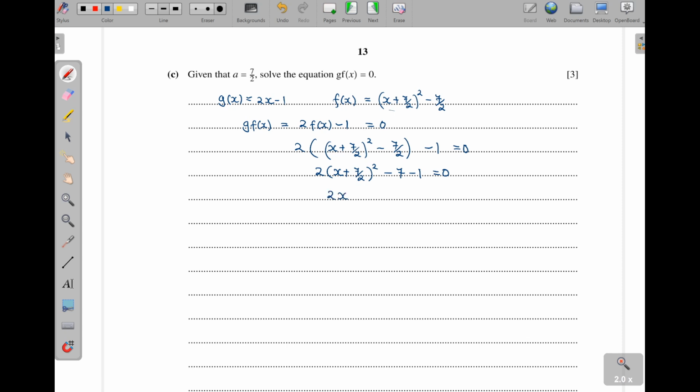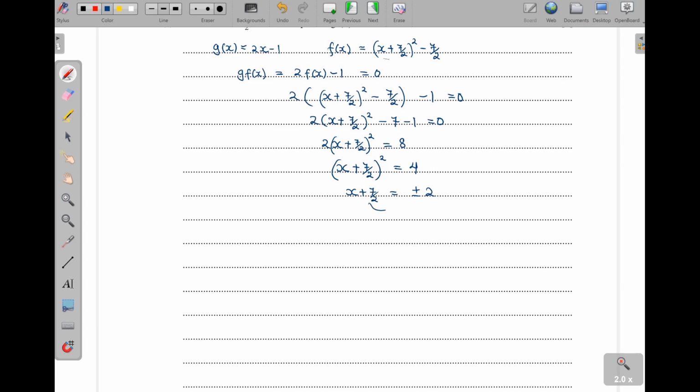So we have 2 times x plus 7 over 2, in brackets, squared, and then this will be minus 8. When it crosses, it's a positive 8. When we divide all through by 2, we shall get x plus 7 over 2 squared equal to 4. Then we can take the square root on both sides. That means this will be plus or minus 2. Remember, whenever you take the square root, you have plus or minus. Clear? Then take this other side, it crosses and becomes a minus. So x is going to be minus 7 over 2, then plus or minus 2.